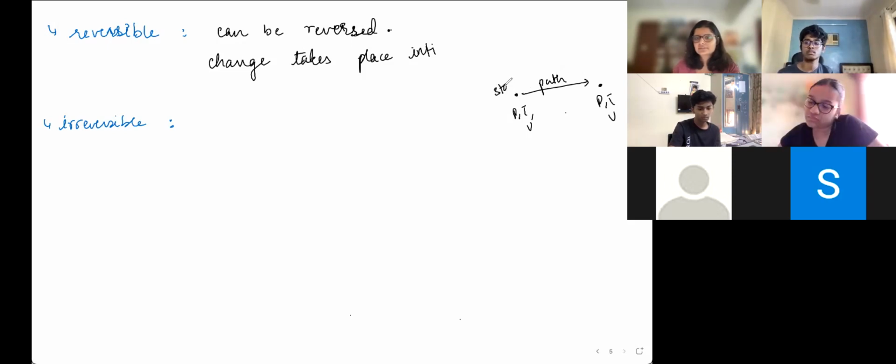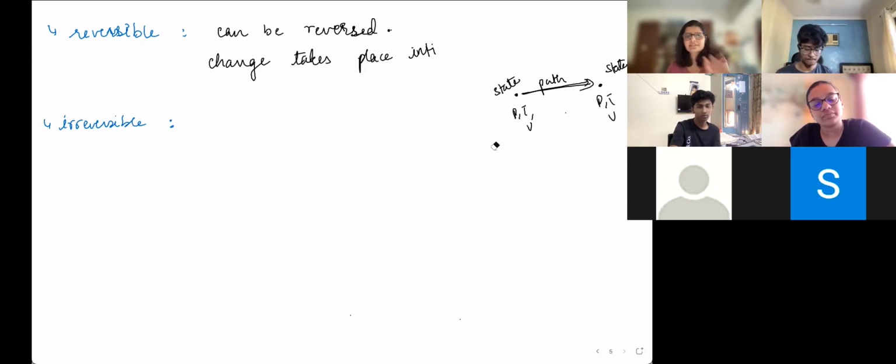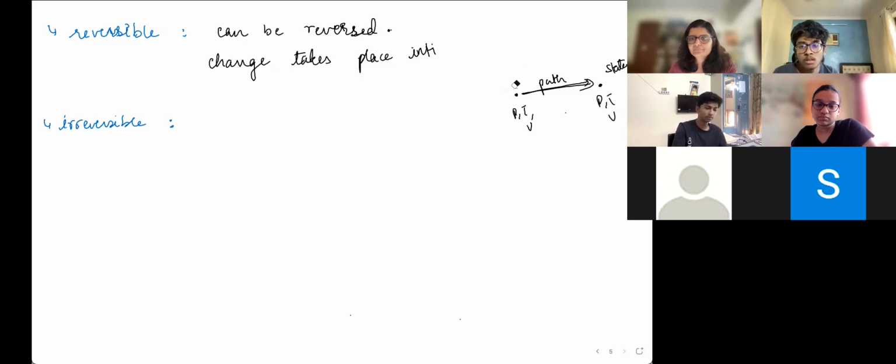So this is a state. This is another state. Path is how are you getting there? Ritu was saying change of phase is irreversible. Yes, again, it depends on what process you do to bring about that change of phase.